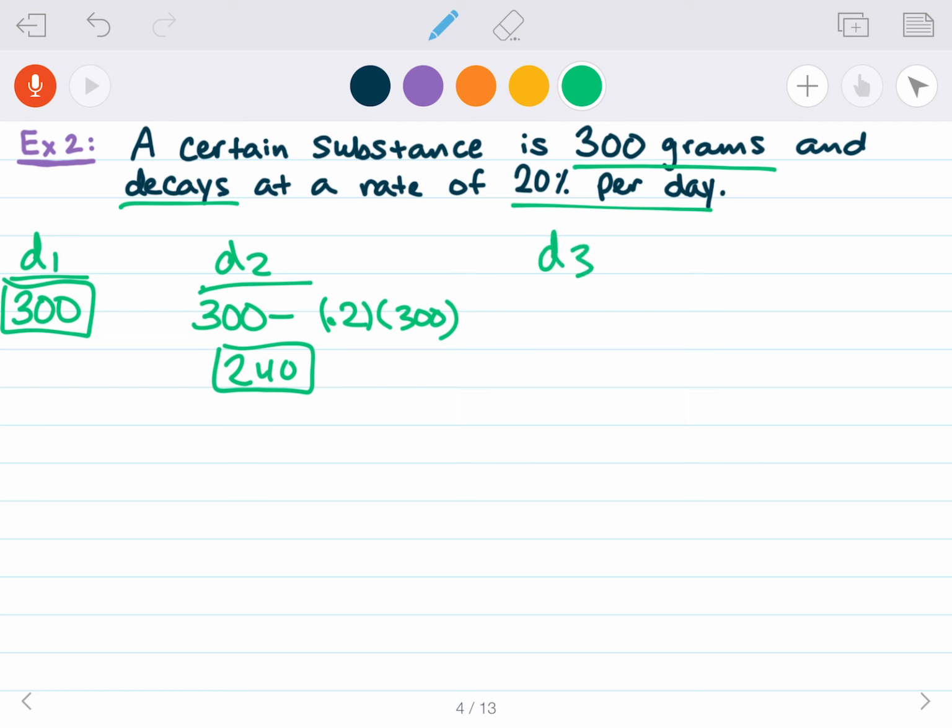Day 3, how much are we going to have? Well, we're going to have 240 minus 20% of 240. And we get 192, and this pattern just keeps going on and on for each day. So that's another example of a situation that can be modeled with an exponential function.